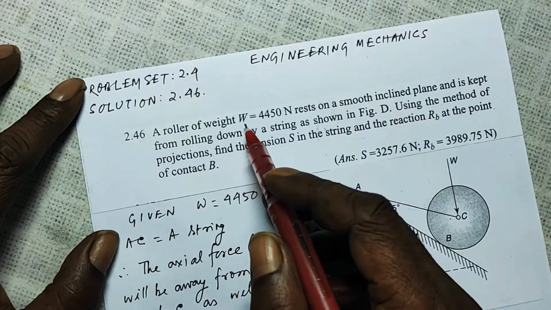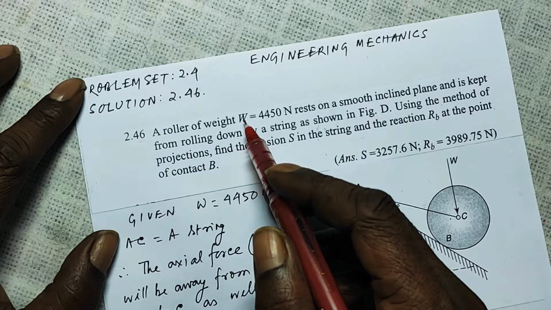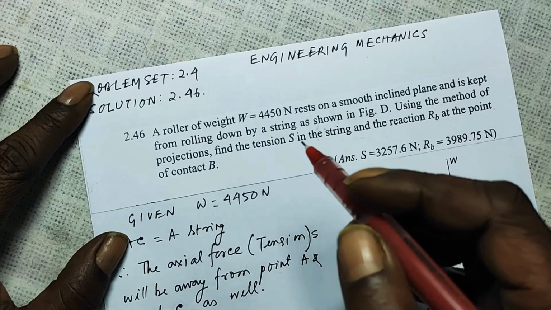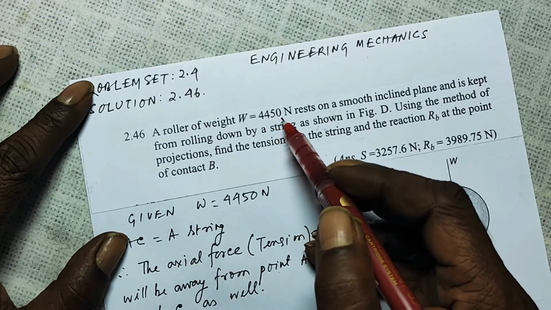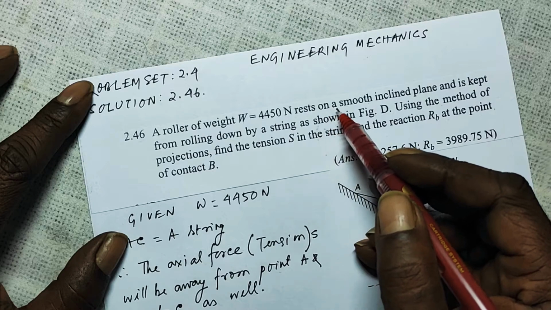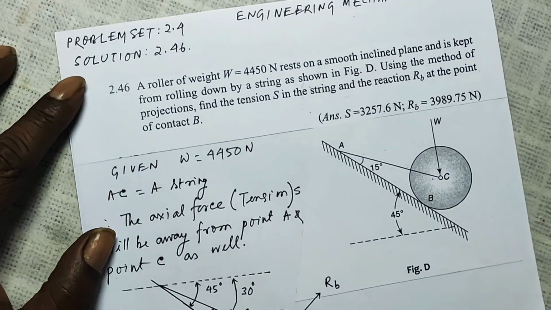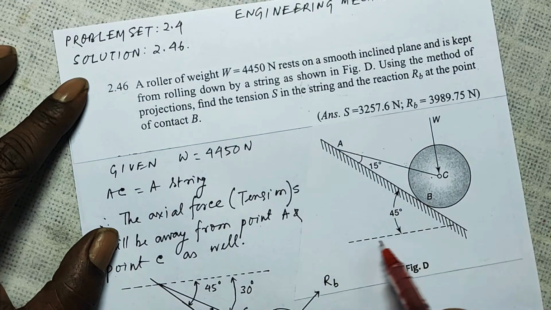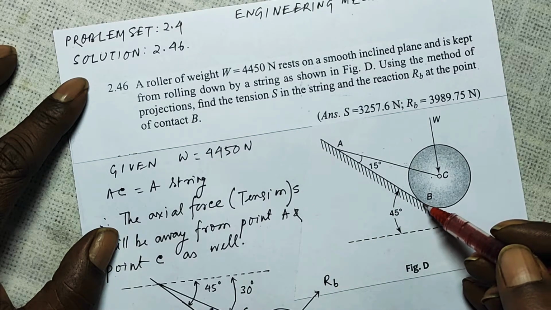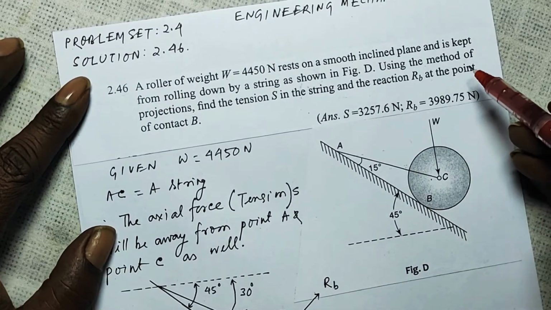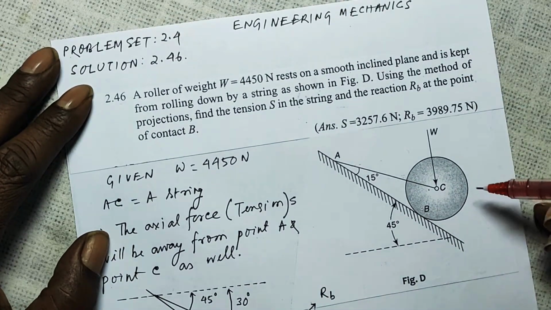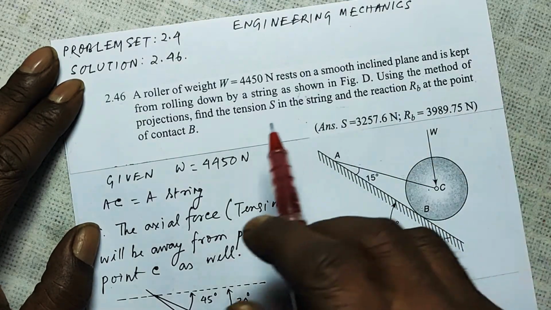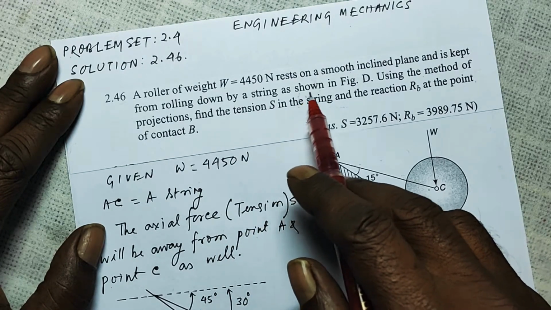The statement of the problem goes like this. A roller of weight, the force due to gravity on its mass, is 4450 Newton. It rests on a smooth inclined plane. If you look at the figure, this plane is a smooth inclined plane, means there is no force of friction at the point of contact B. It is kept from rolling down, means it is not rolling down, it is kept fixed due to a string as shown in figure D.